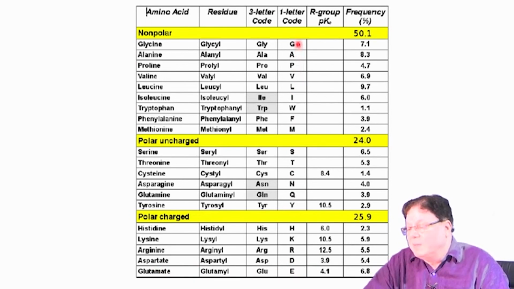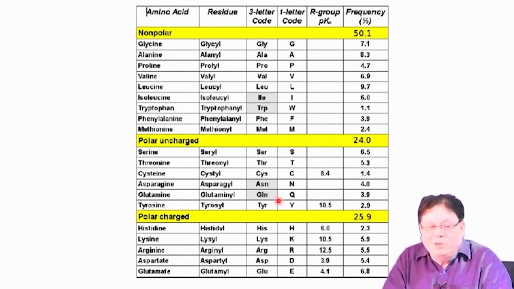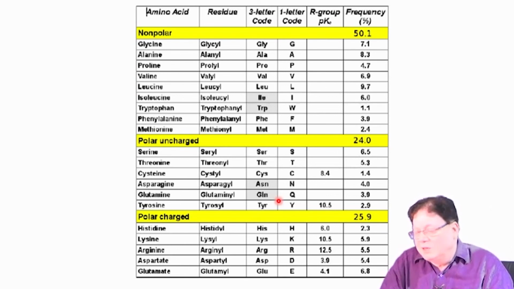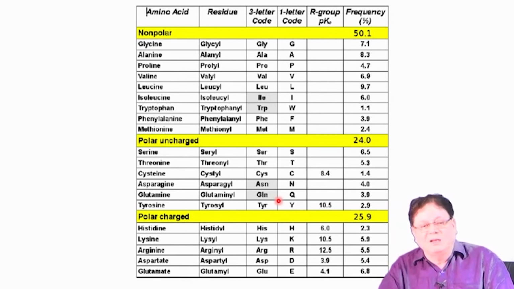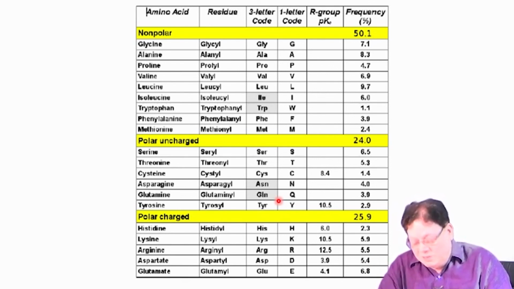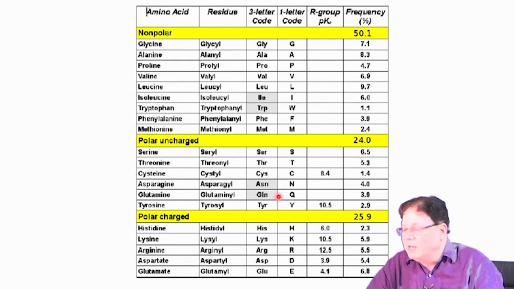Now you must remember these 20 symbols. Once you have this one letter code, it is easy to write. This is the way amino acids are represented when you want to know the sequence of amino acids in a peptide chain. Okay, so that I wanted to say.